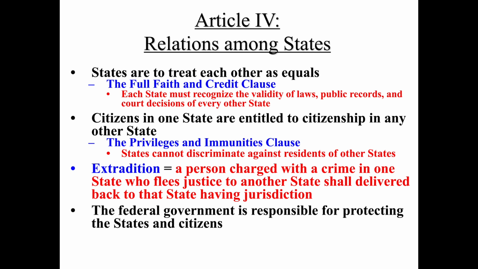But the first one there basically says the states are to treat each other as equals, and we get this from the Full Faith and Credit Clause. Each state must recognize the validity of laws, public records, and court decisions of every other state. And I will say this, the trend in the last probably 50 years has been more to recognize court decisions, but you've seen more challenges to the validity of laws. And so when you see that, it can play into the Privileges and Immunities Clause, and we'll get to that.